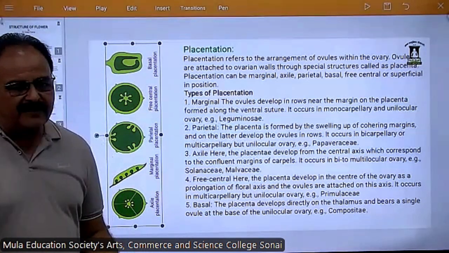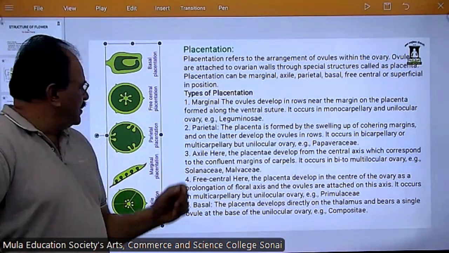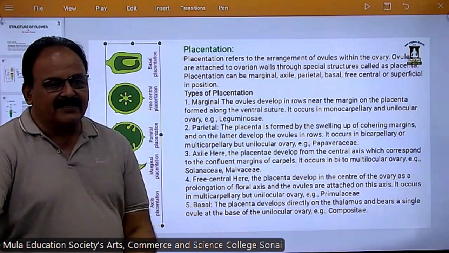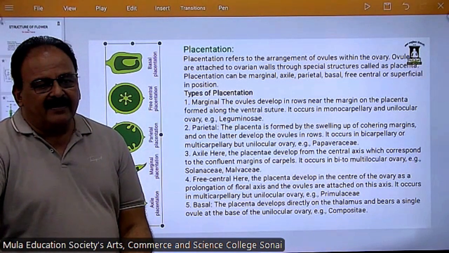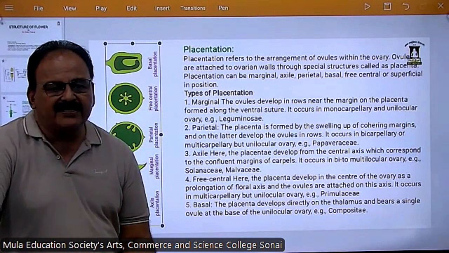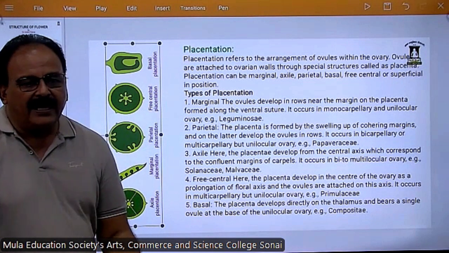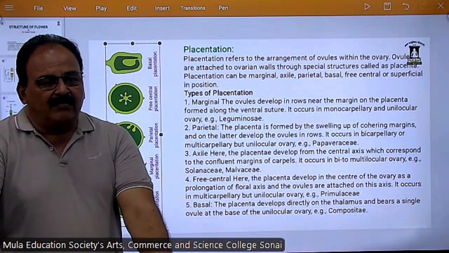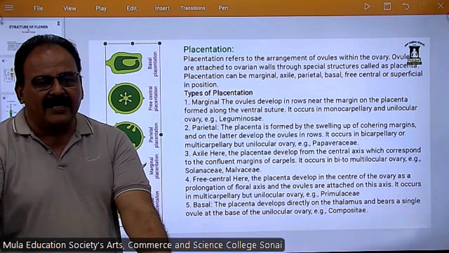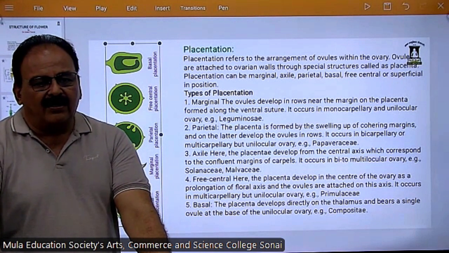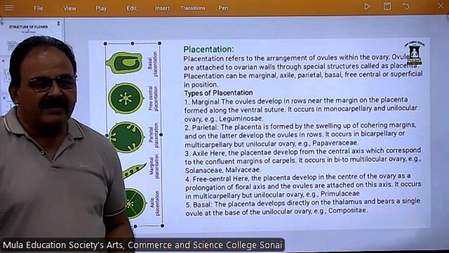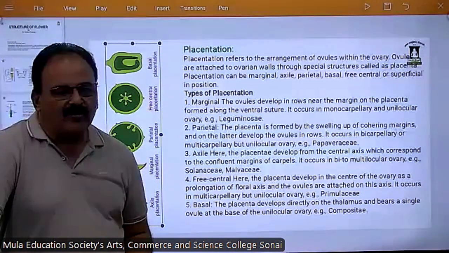Then the fourth type is free central. This one is free central, an example of free central placentation. In free central placentation, the placenta develops in the center of the ovary as a prolongation of the floral axis, and the ovules are attached on this axis. It occurs in multicarpellary but unilocular ovary.